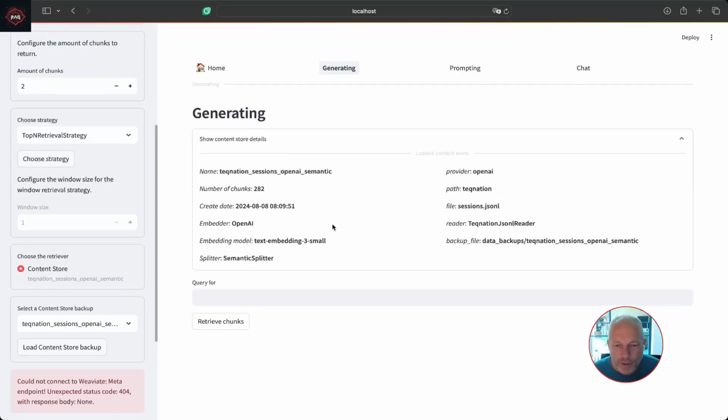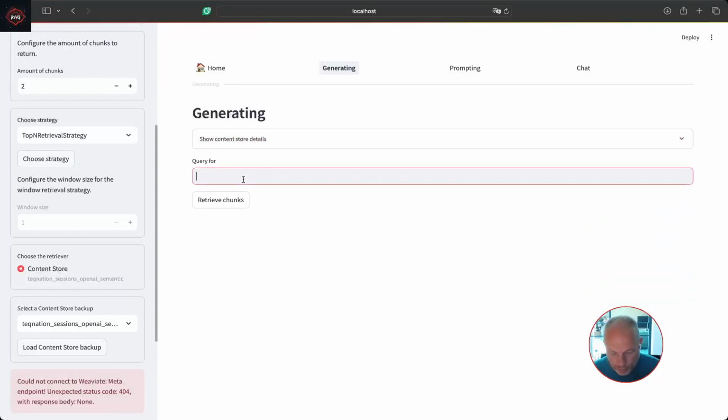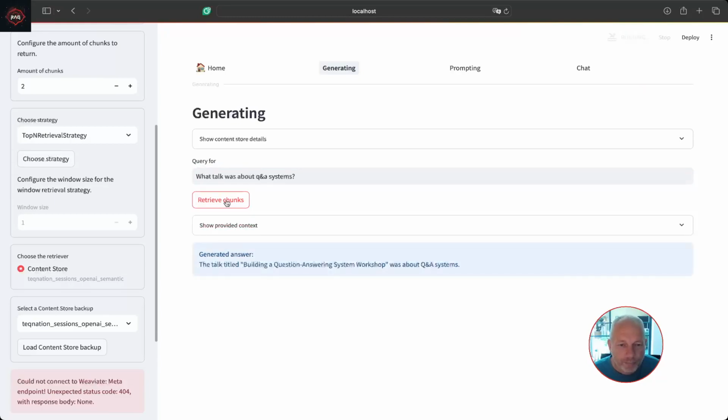We can have a look at the details. It uses a semantic splitter. It has an embedder from OpenAI, which is the 3 small. Anything else interesting? I don't think so. So let's close this one again, and let's put in the first question. Was there a talk about Q&A systems? Well, let's retrieve the chunks.